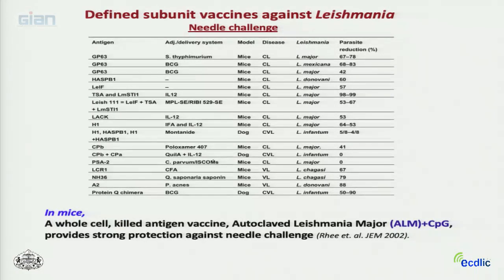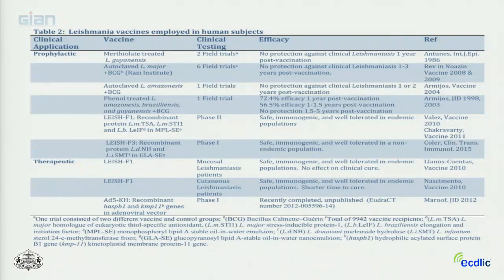So based on a lot of these studies, a lot of human trials were done. And this is a list of Leishmania vaccines that have been employed in human subjects. The ones up here are the relevant ones in terms of these were actual field efficacy trials, phase 3 efficacy trials of vaccines. So there were a couple of field trials.